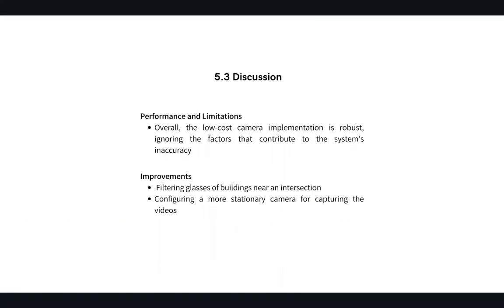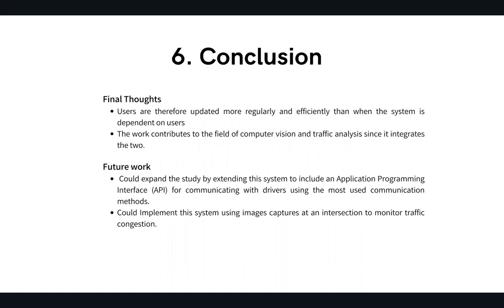Overall, the low-cost camera implementation is robust, ignoring the factors that contribute to the system inaccuracy, which were discussed previously, which is the camera not being stationary and the reflection on glasses. How can we improve this system? We can improve the system by filtering out glass, as we did with the parked vehicles, and configuring a more stationary camera for capturing the videos.